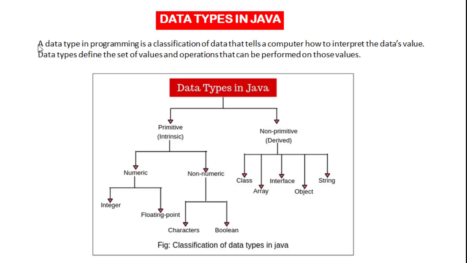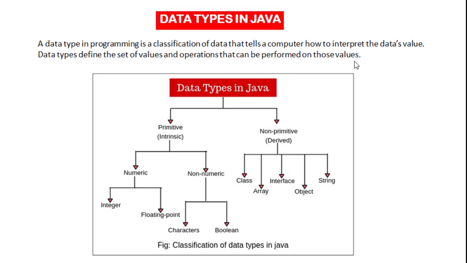Here is the definition. It says a data type in programming is a classification of data that tells a computer how to interpret the data's value. Data types define the set of values and operations that can be performed on those values. All this concept about data types we will do with examples in the following videos.